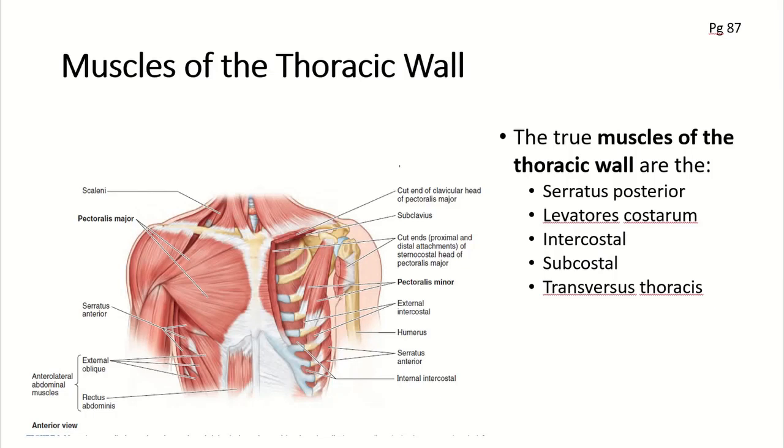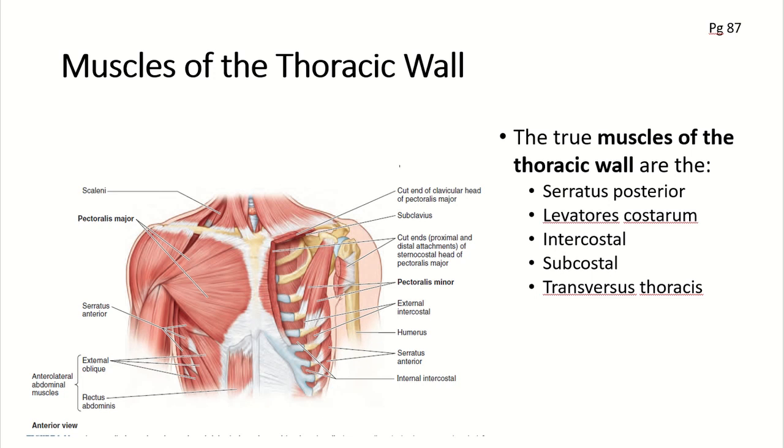Hi everyone, and welcome to this lecture where we're going to be talking about the abdomen, the neck, and the back. And so first, when we're starting to talk about this, we'll start with the muscles of the thoracic wall. And these are muscles that are attached to and/or cover the thoracic cage.